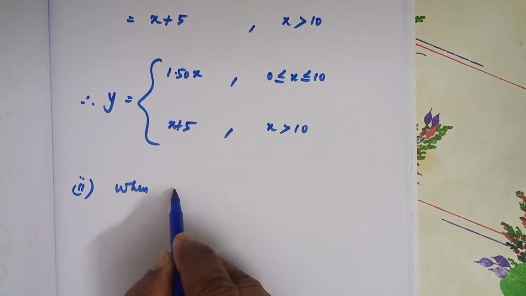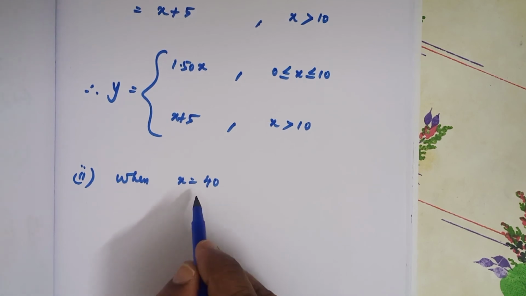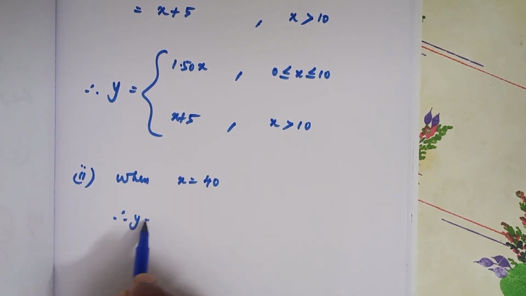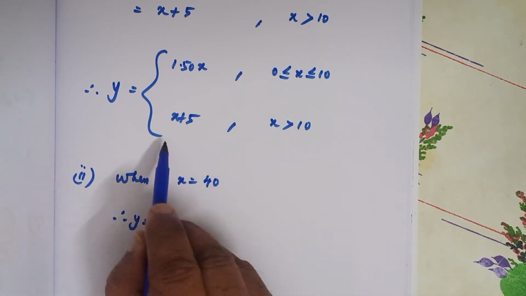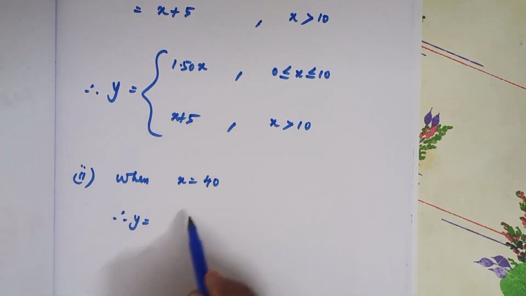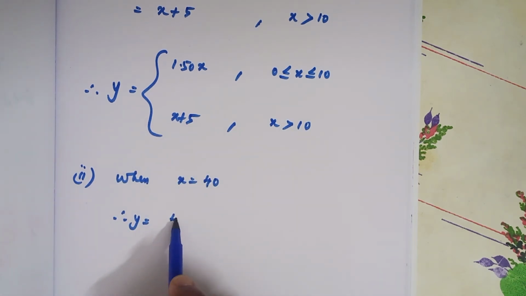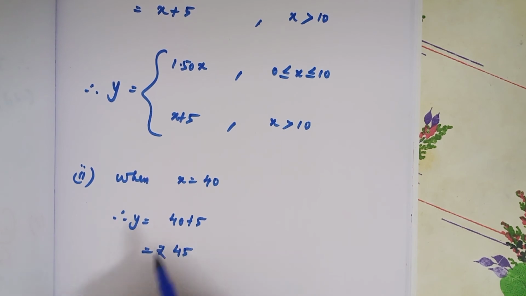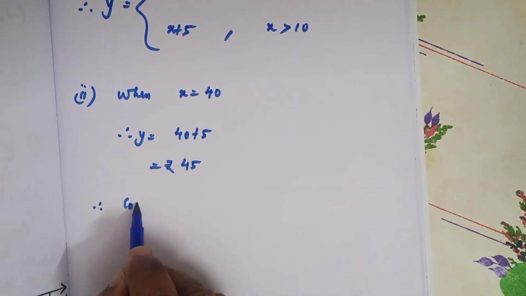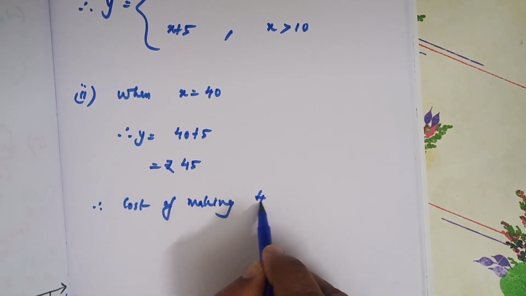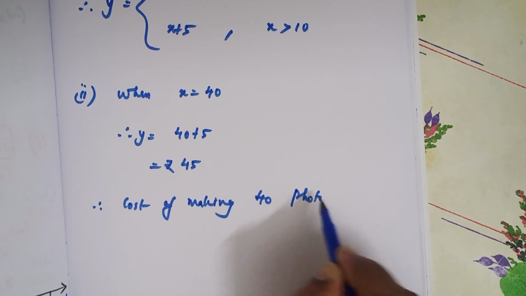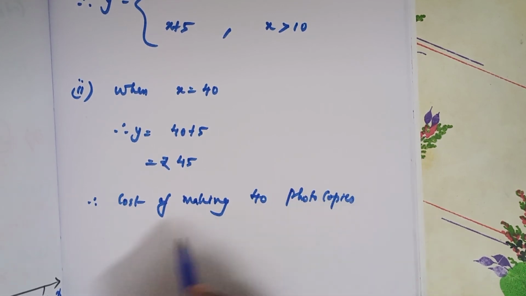Now second subdivision, find the cost of making 40 copies. So when x is equal to 40, number of copies 40. Therefore, y, 40 is greater than 10. When x is greater than 10, you have to consider this function only, x plus 5. Substitute x equal to 40. 40 plus 5 is equal to 45 rupees. So the cost of making 40 photocopies is rupees 45.